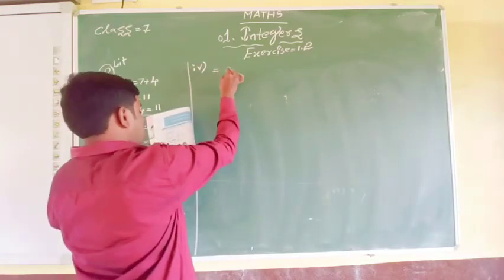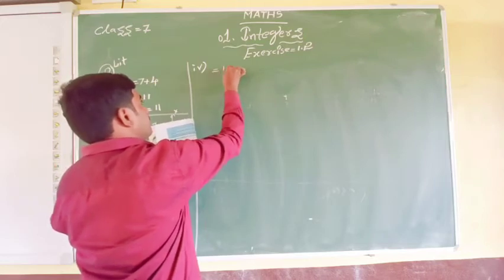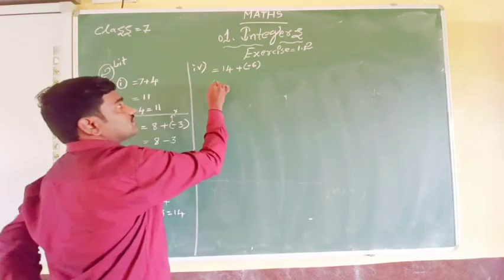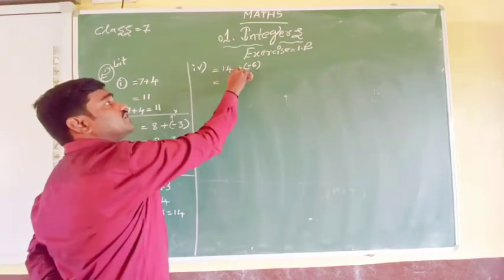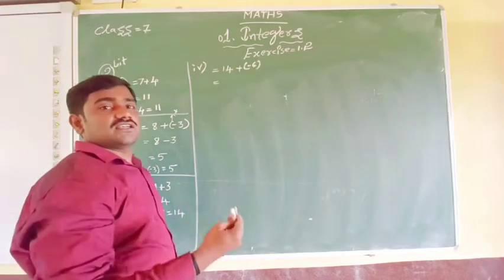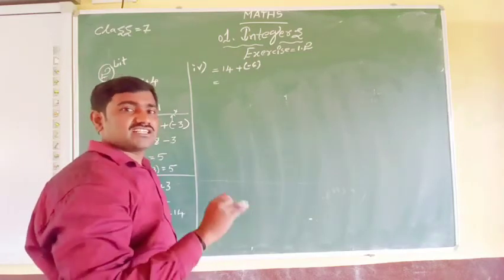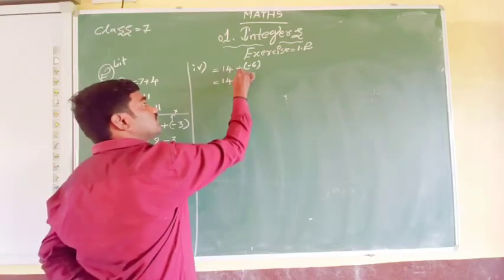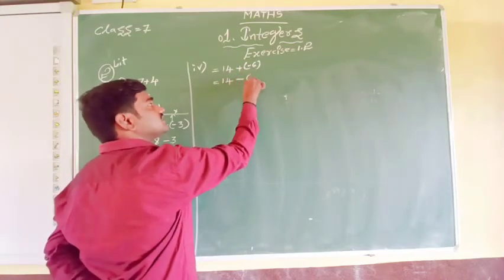That is 14 plus of minus 6 equals. So let us see. Whenever you get this of, you have to multiply the signs. Plus into minus, as we know, will give us minus 6.